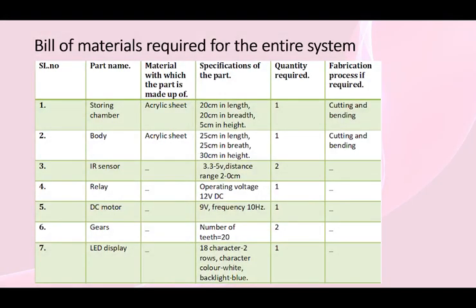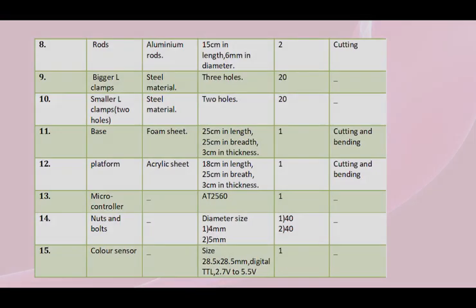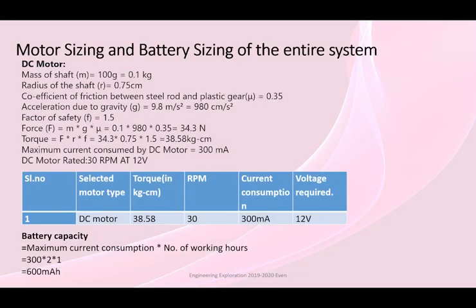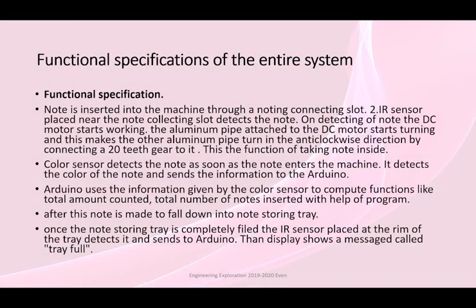After this, you can see the bill of materials required for the entire system. It has everything like part name, specification, material it is made of, quantity required, and any fabrication required. We have written the different things we required for this prototype. And next you can see the motor sizing and battery sizing of the entire system, like the DC motor, how much battery capacity is used, what is the maximum current consumed by the DC motor, etc. And next we can see the main thing, how the prototype works, the function specifications.